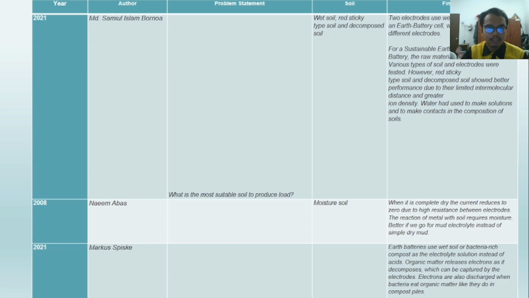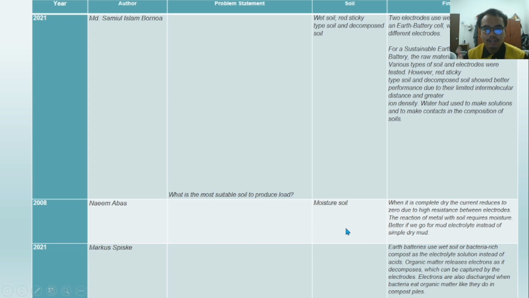So, the other problem statement is what is the most suitable soil to produce load. The first author is Mohamad Samiul Islam Noor, and he used wet soil, red sticky soil and decomposed soil. What I find is he used wet soil as an electrolyte in a battery cell, which is created by two different electrodes. The raw material used was soil. Various types of soil and electrode were tested. However, the red sticky soil and decomposed soil show better performance due to their limited intermolecular distance and greater ion density.